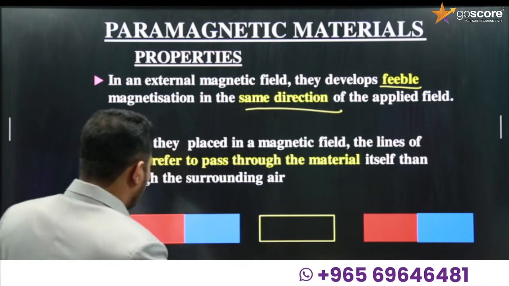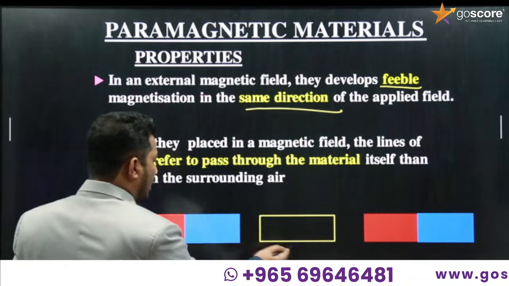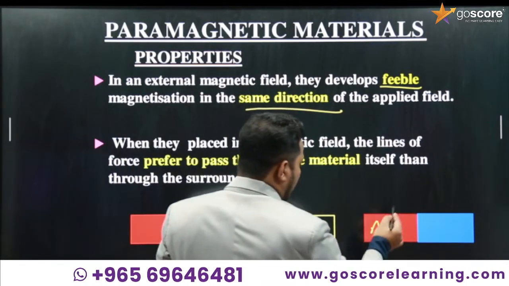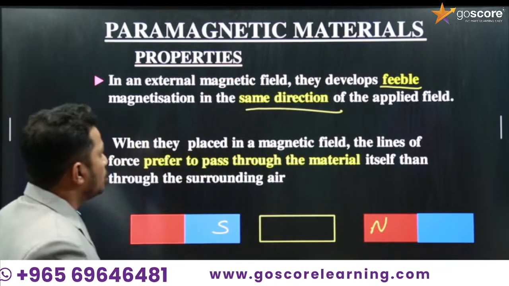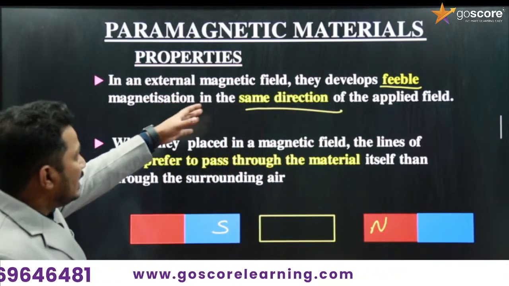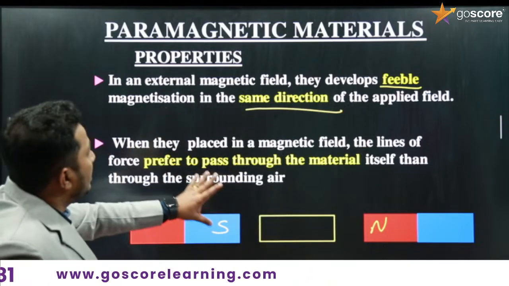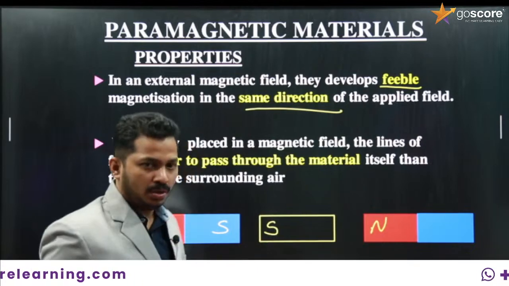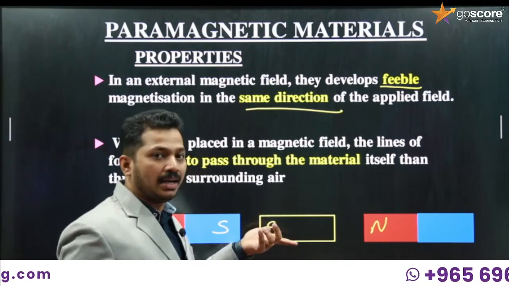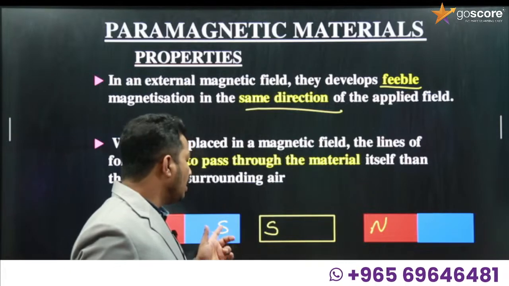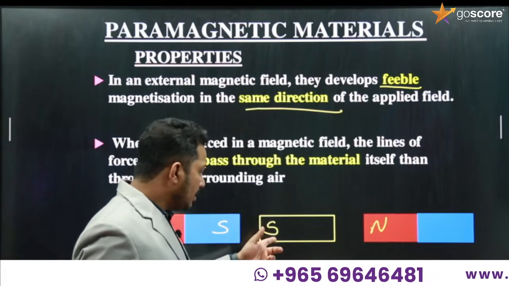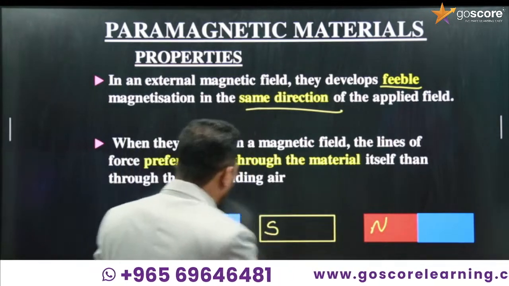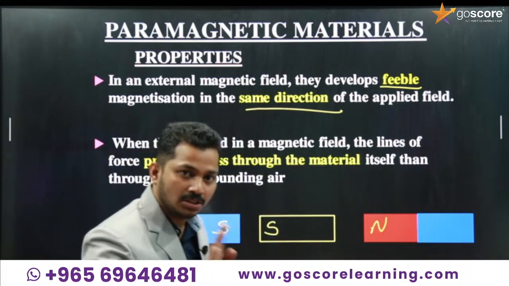Okay, imagine that we have placed a paramagnetic material in an external magnetic field. As in the definition, they will develop feeble magnetization in the same direction. Same direction means, here it is south pole. It is oppositely magnetized. If you have the south pole of a bar magnet here, and here it is induced south pole, that means it is oppositely magnetized. Don't think that this is south and this is south. It's not like that.